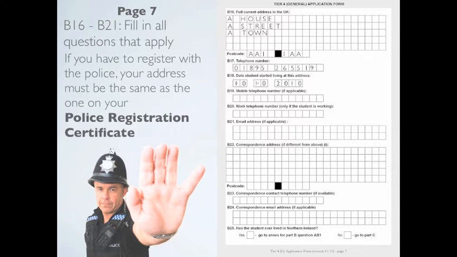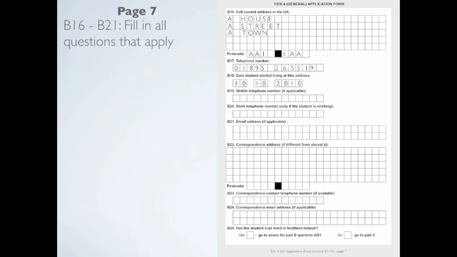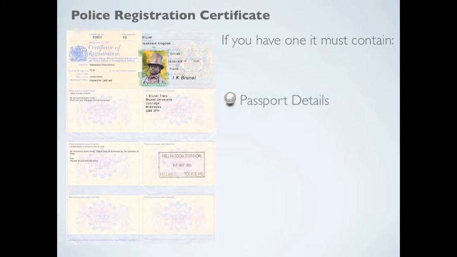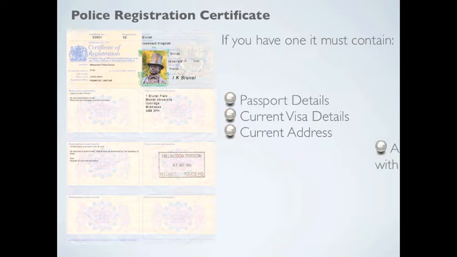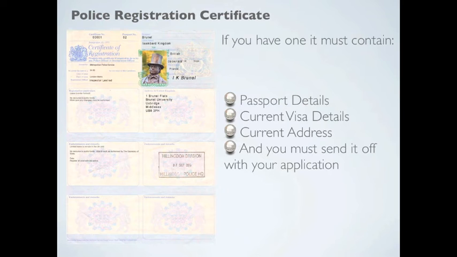Enter your address and contact details in B16 to B21. If your visa required you to register with the police, the address you give must be the same as that shown on your police registration certificate. Your police registration certificate must contain your current passport details, your current visa information and your current address on it. You must include your police registration certificate with your application.